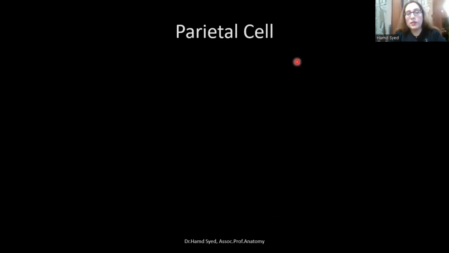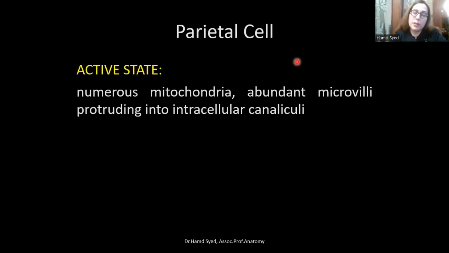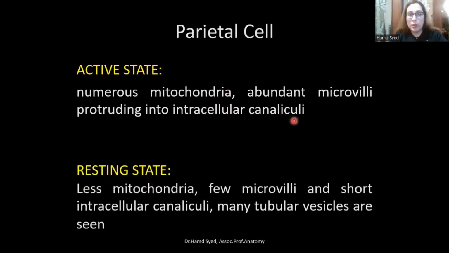Now, coming back to the basic histology and function of parietal cells, remember that parietal cells can be present within two states, either the active or the resting state. Now, in the active state, a parietal cell will have large quantities of mitochondria, abundant microvilli protruding into intracellular canaliculi. So this is a specific feature of parietal cells. When you look at these cells in the microscope, you see that they have these invaginations known as the canaliculi, and you've got microvilli protruding into the canaliculi.